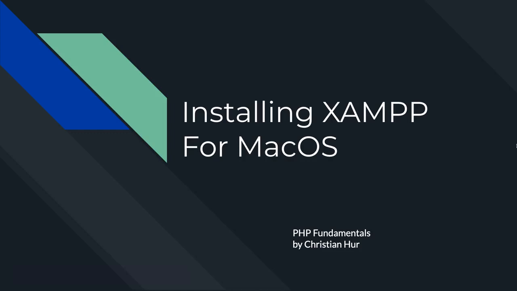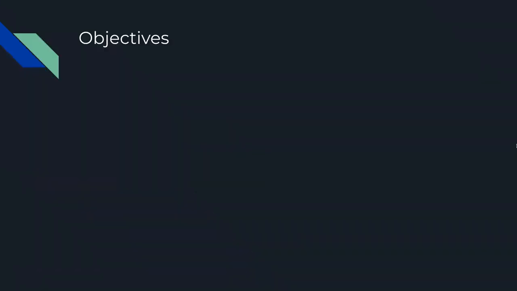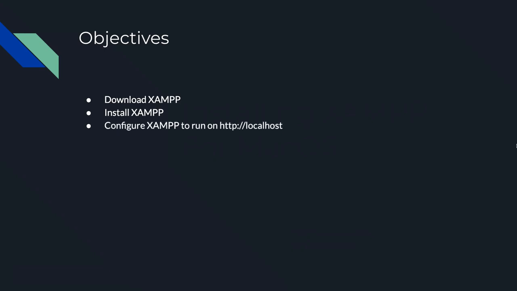Hello, this is Christian. In this video, I'm going to show you how to install Xampp on your Macintosh. So we're going to download Xampp from the Xampp website, install it, and do some configuration to run on the local host. So let's go ahead and do that.